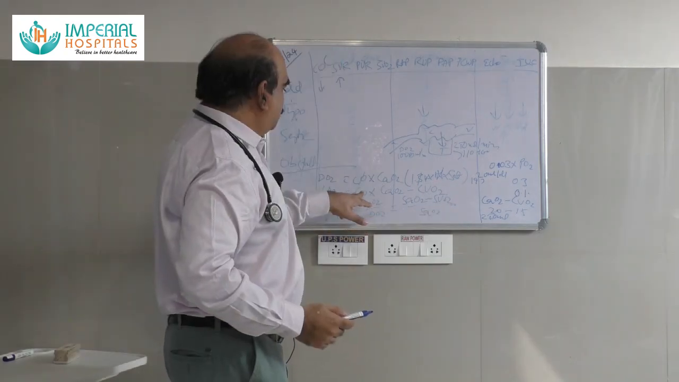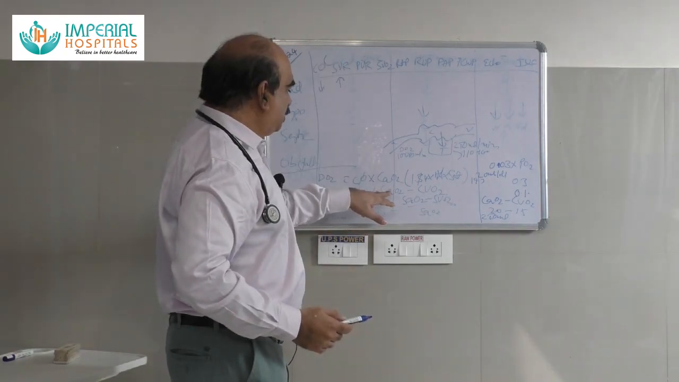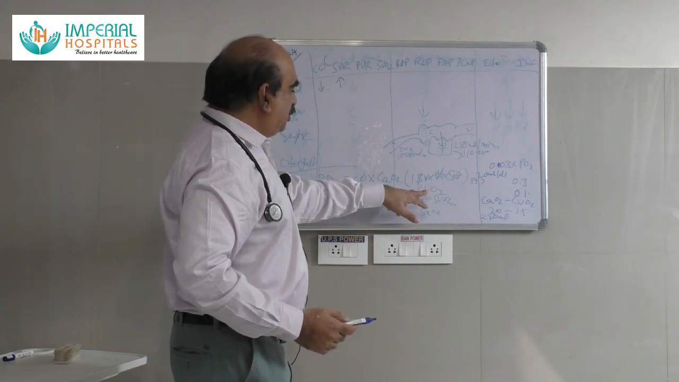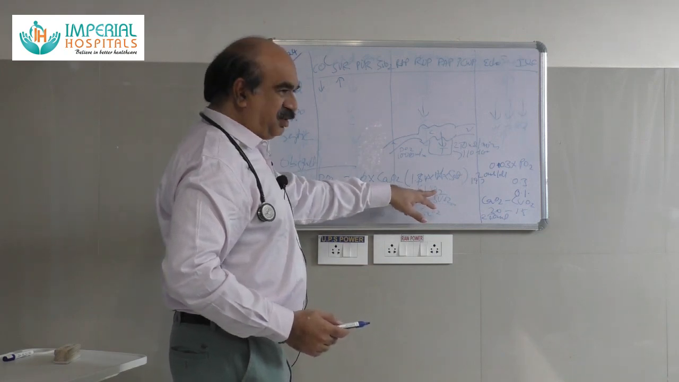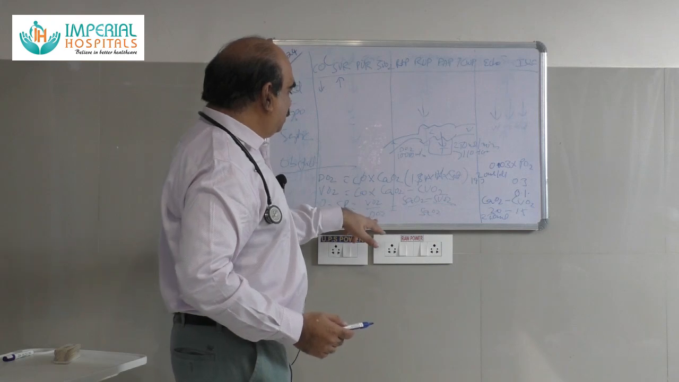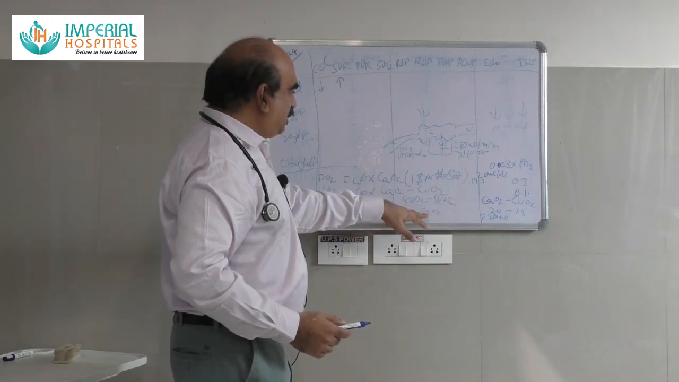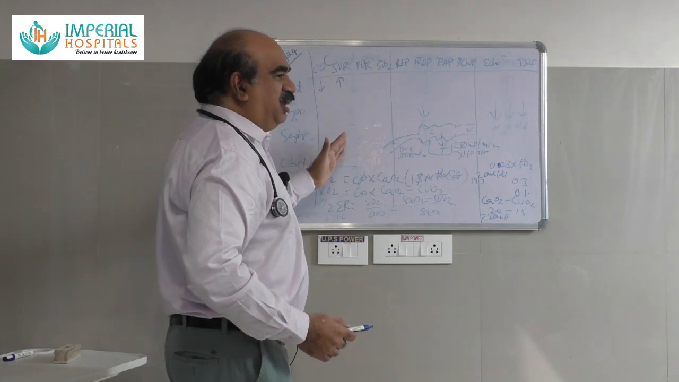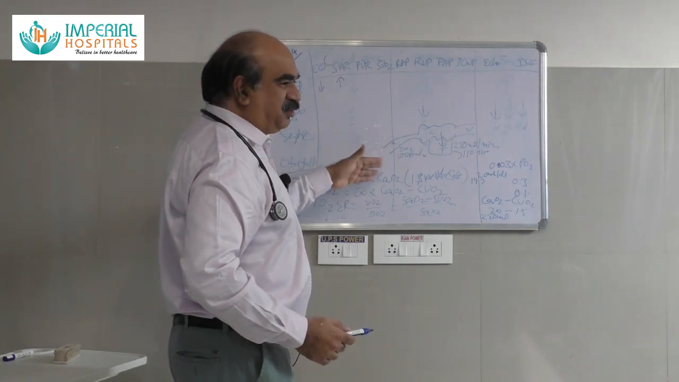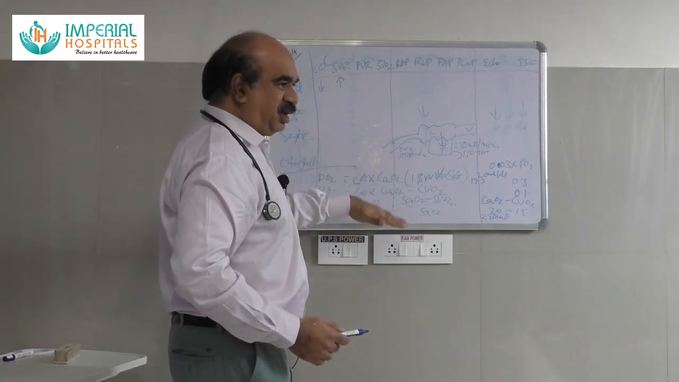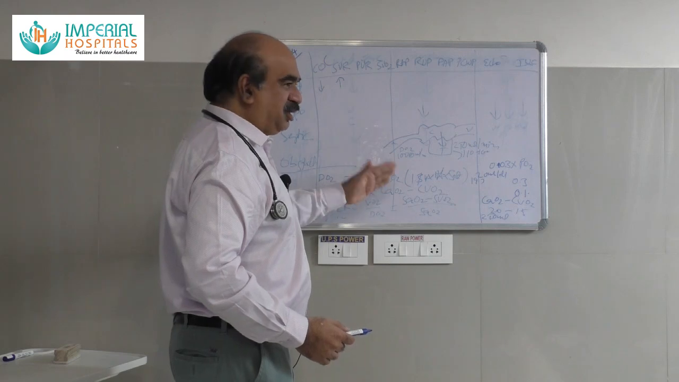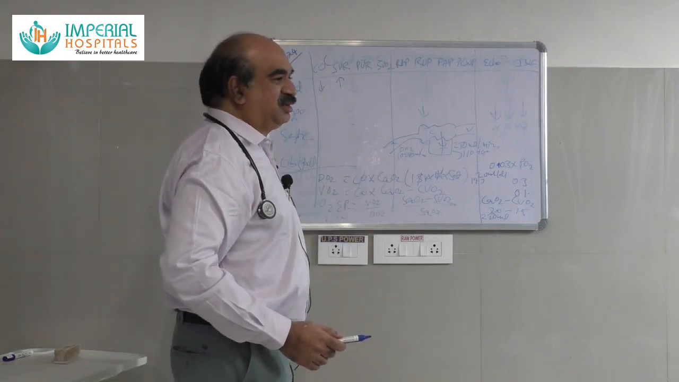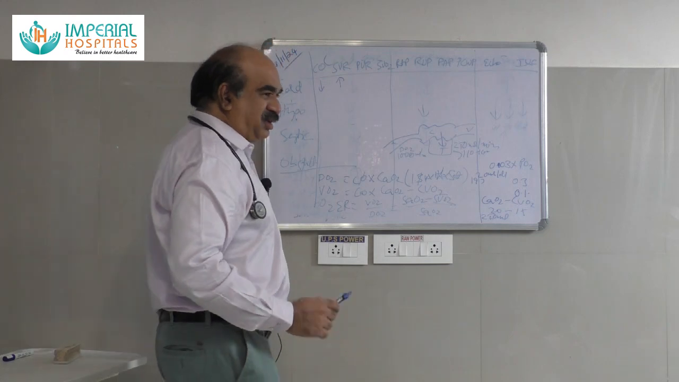VO2 is cardiac output times 1.34 times hemoglobin times SaO2 minus 1.34 times hemoglobin times SvO2. Again, DO2 means cardiac output times 1.34 times hemoglobin times SaO2. So we eliminate cardiac output, 1.34 and hemoglobin, as they are common to both numerator and denominator. So finally the equation for oxygen extraction ratio is SaO2 minus SvO2 by SaO2.